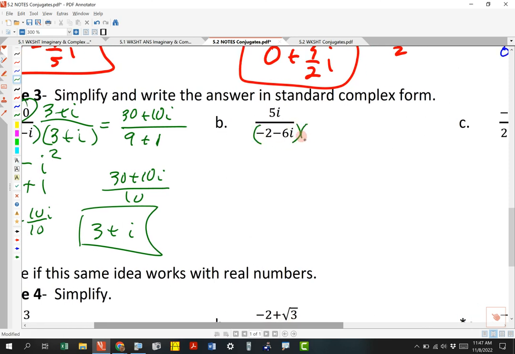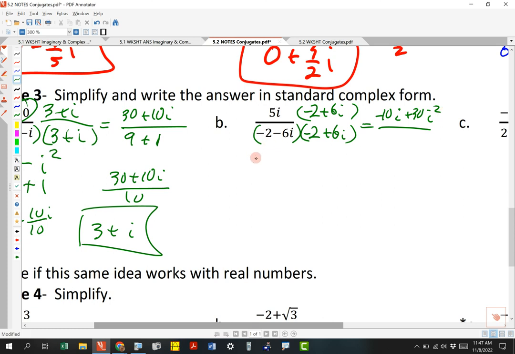So let's do this one. You can either call this a conjugate, or you can say I'm going to multiply by a factor of a difference of squares. This is going to be negative 2 plus 6i and negative 2 plus 6i. The top's going to turn out to be negative 10i and plus 30i squared, because there's an i on the top already. It's just negative 3.